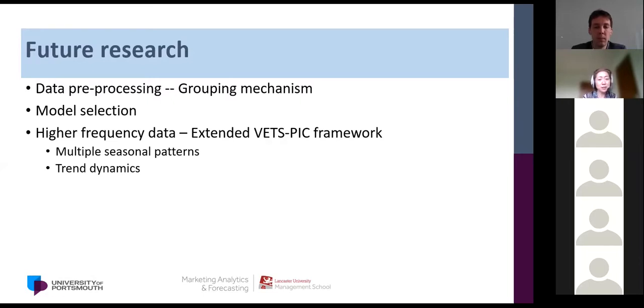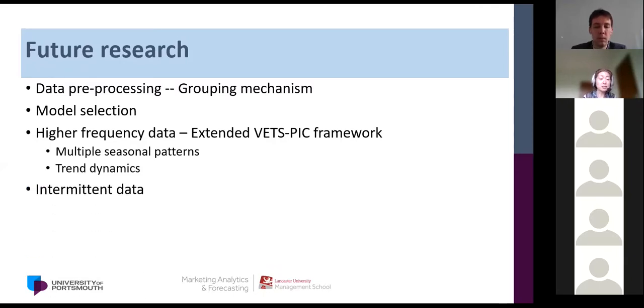In the current paper, even though the trend component is included in the framework, we haven't done any analysis either in the simulations or with the empirical data to assess how it interacts with level and with seasonality. So potentially we could look into that when we extend the framework.